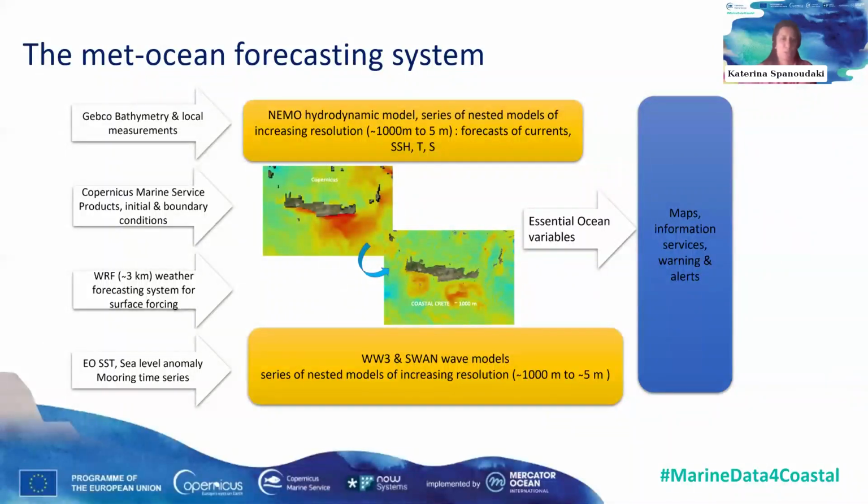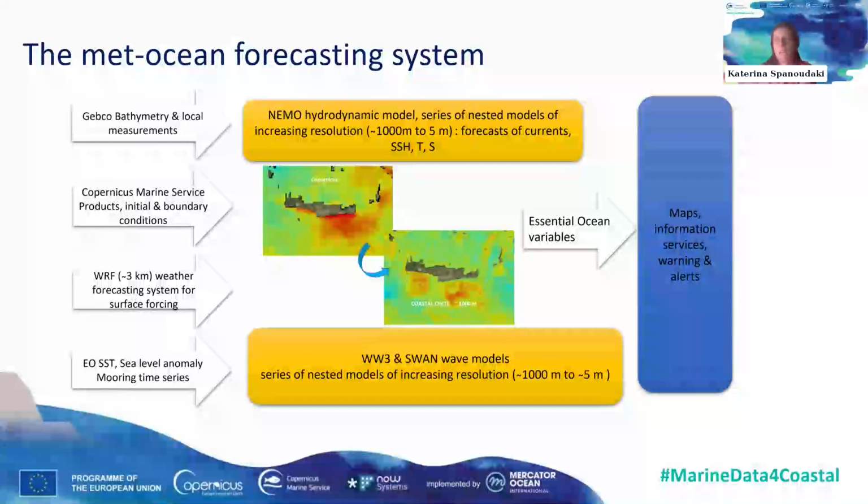Coming now to the metocean forecasting system that we use, we use basically two models. We use the NEMO ocean model for hydrodynamics, and we use WaveWatch III and SWAN wave models. These are nested in Copernicus Marine Service products, but we also use, for surface forcing, the Weather Research and Forecasting system at a resolution of 3 kilometers for our area. And we also use local bathymetry data in order to be able to reach the coast.